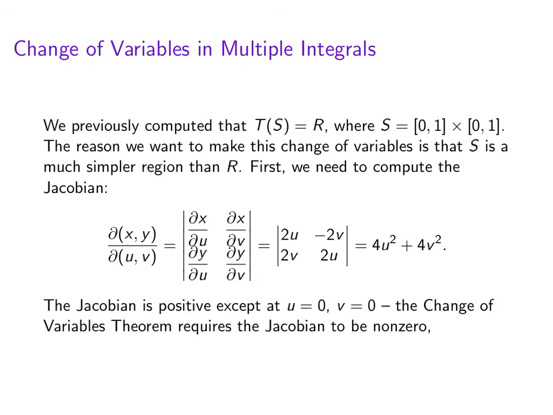Now the Jacobian is positive, except at u equals 0 and v equals 0. If you'll recall, the change of variables theorem requires that the Jacobian be non-zero, but in general it's going to be okay if the Jacobian is 0 at a single point.